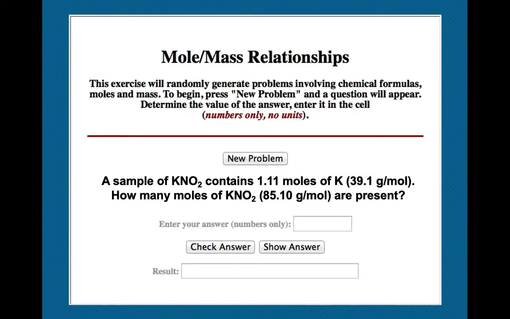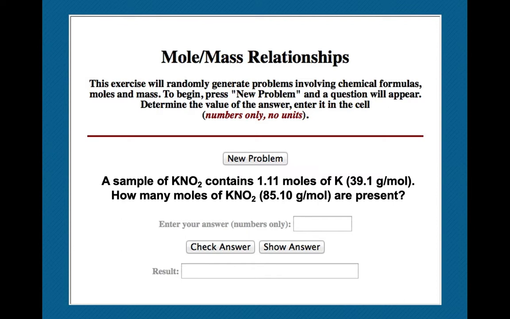We have a sample of KNO2. What is that? Potassium nitrite. Right. Nitrate is a parent, NO3. Nitrite, 1 oxygen is gone. They're both minus 1. We have 1.1 moles of potassium in there. How many moles of potassium nitrite are there?